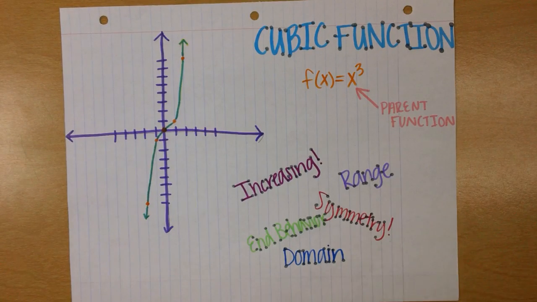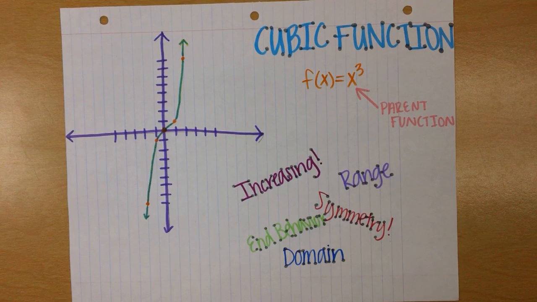A cubic function has the parent function of f of x equals x cubed. The domain and range are both negative infinity to infinity. Cubic functions have odd symmetry and no boundedness, asymptotes, discontinuities, or extrema. It increases from negative infinity to infinity.